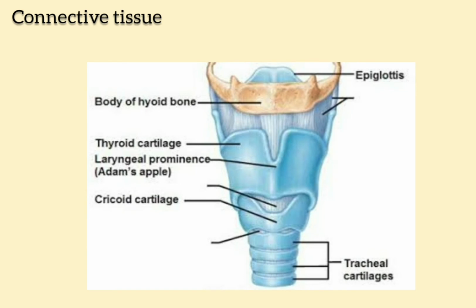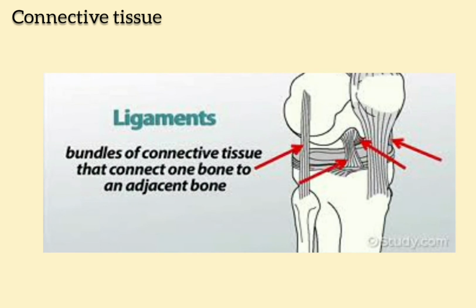In 8th class, you must have studied about the thyroid cartilage, which forms the Adam's apple. So, the thyroid cartilage is one type of hyaline cartilage. The next connective tissue is the ligament. Ligaments are a band of dense regular connective tissue bundles made up of collagenous fibers. Ligaments connect bones to other bones to form joints.